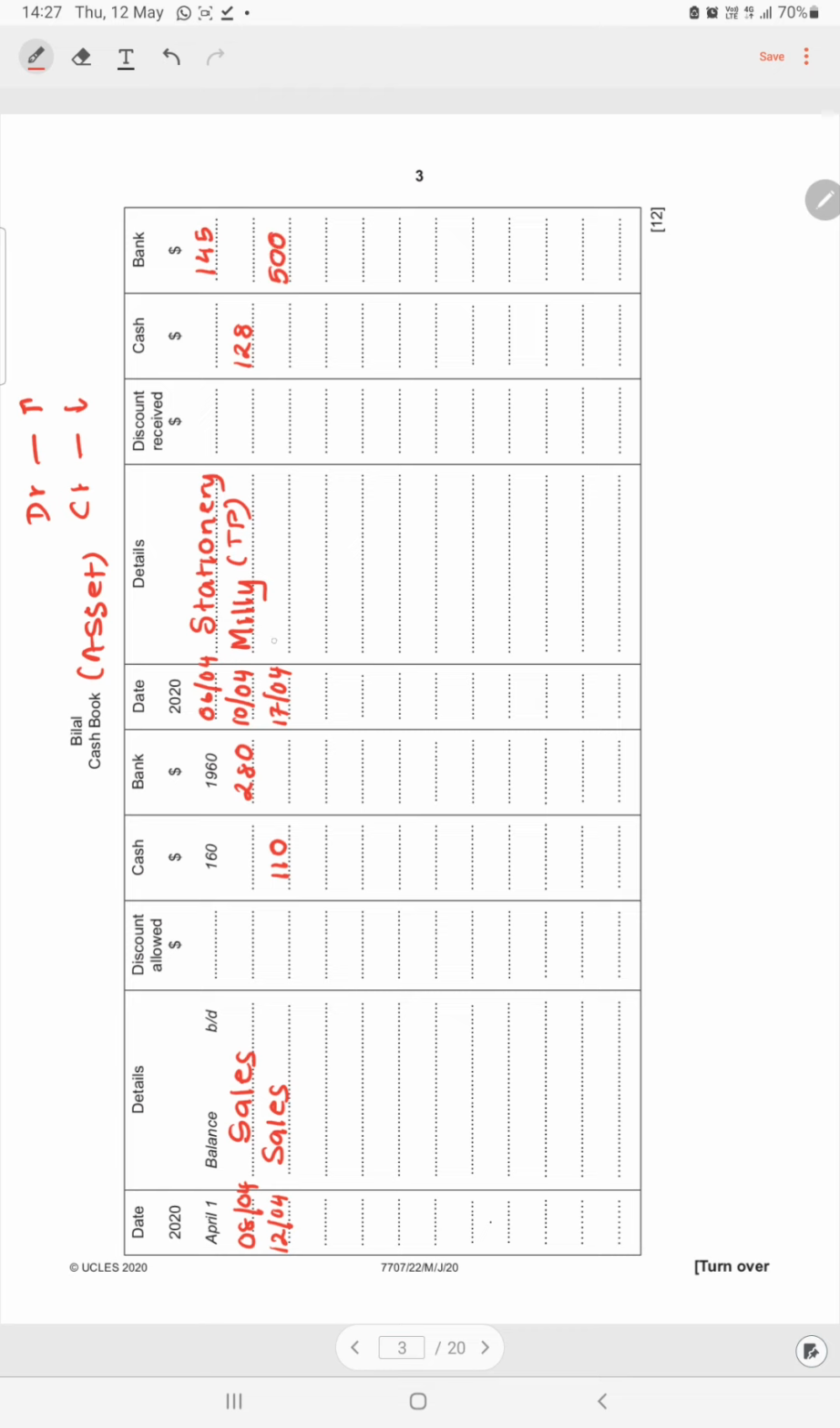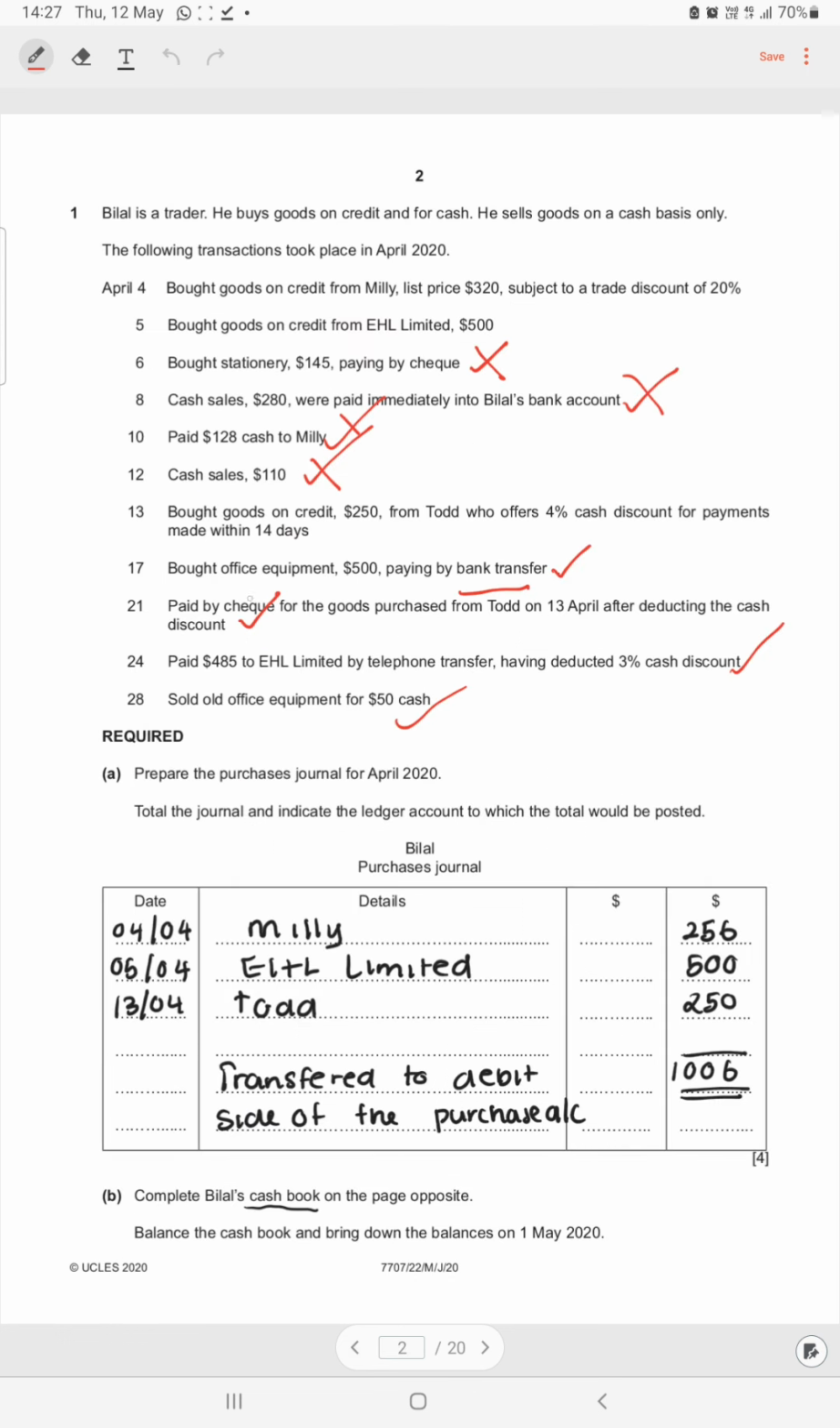And what did we buy? Office equipment, which is a non-current asset. So we had to prepare a new ledger account called office equipment and record it there. You debit office equipment because you obtain an asset, the asset increases. You paid for it by bank, so your bank balance decreased by 500. So that's the transaction there.